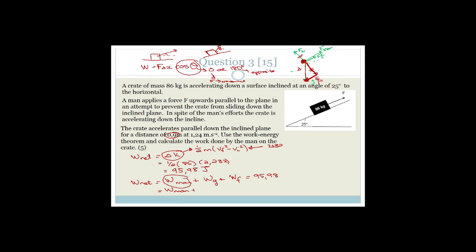So this angle here is 25 degrees, so that means that that little angle there is 25 degrees. How do I get that? Well, I'm dropping a perpendicular down here. That is F_G.